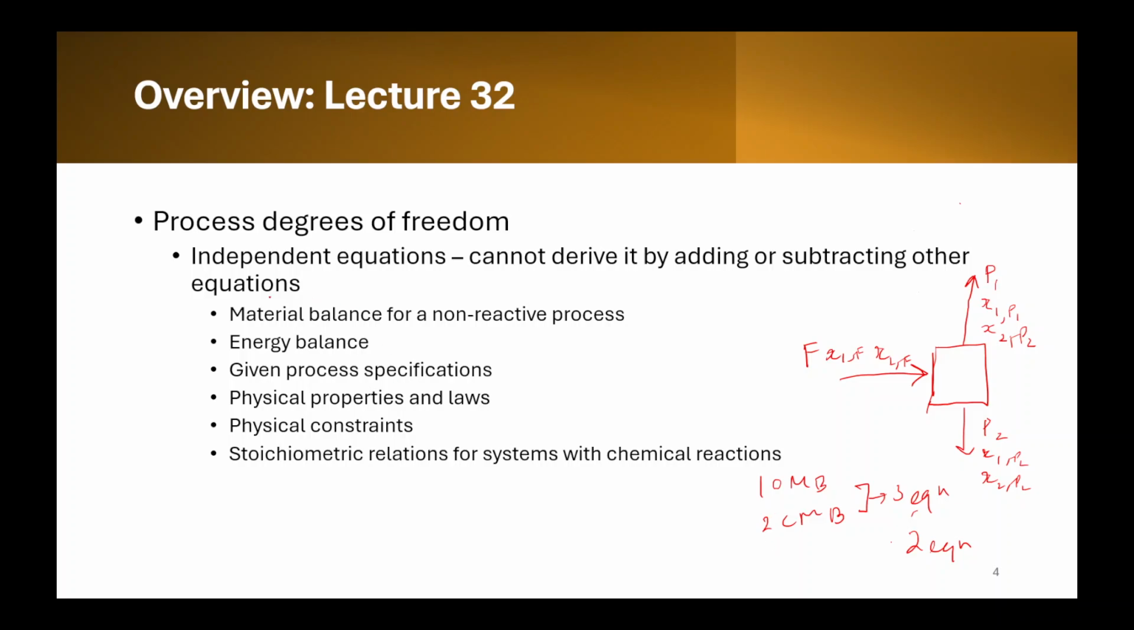So: material balance for a non-reactive process, energy balance, given process specifications if there are any, physical properties and laws, such as ideal gas laws or density relations, and then physical constraints if there are. Suppose, because these are mole fractions, the summation of these two will be equal to 1. Then the stoichiometric relations for systems with chemical reactions.